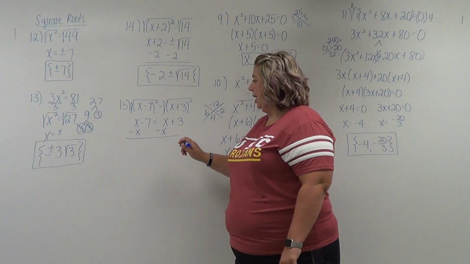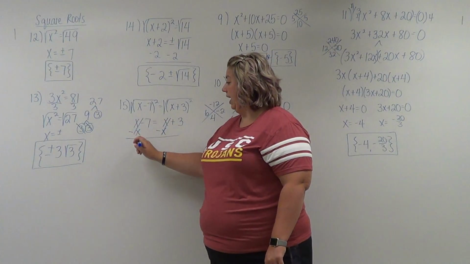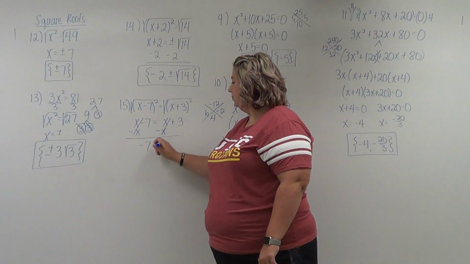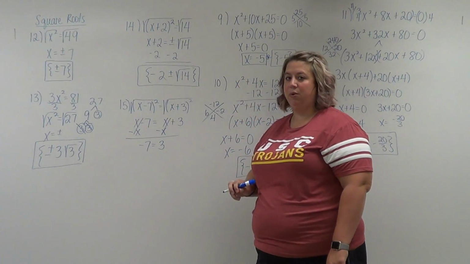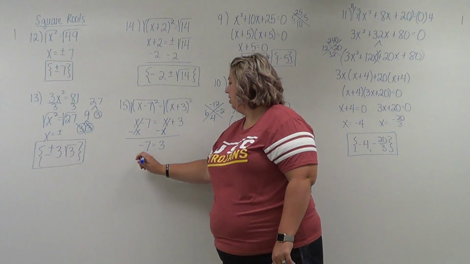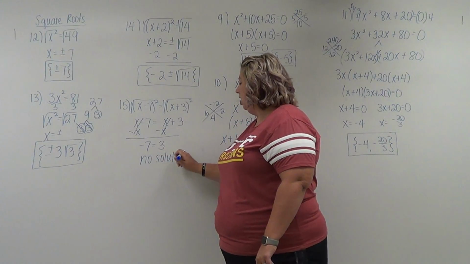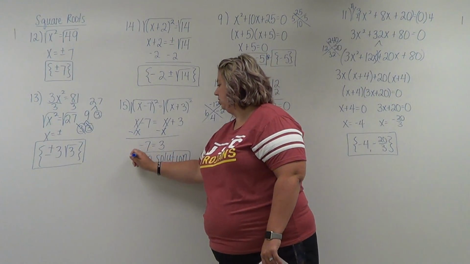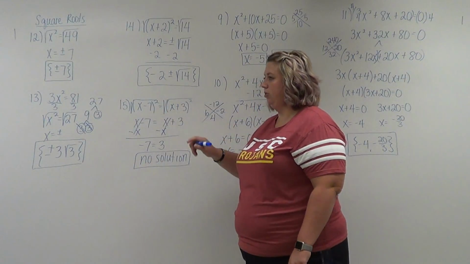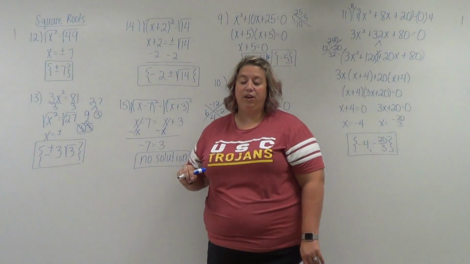Okay, now on this one what happens? X is canceled on both sides. I have negative 7 equal to 3. Well, negative 7 is not equal to 3. So this one would be a no solution. These are not automatically no solutions. Okay, just because you can do the square on both sides, you need to make sure you solve it for x.